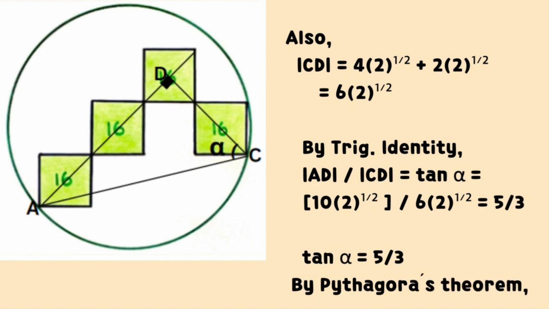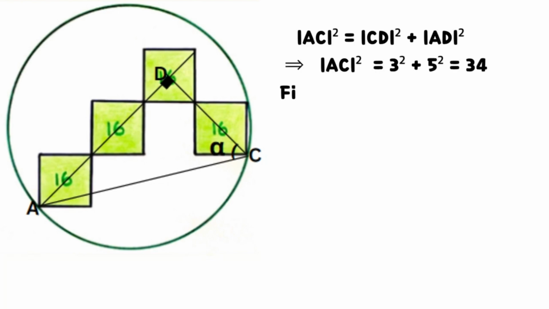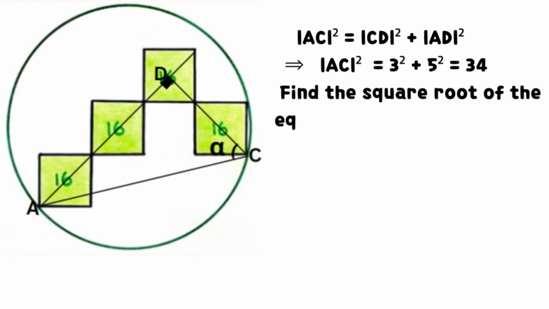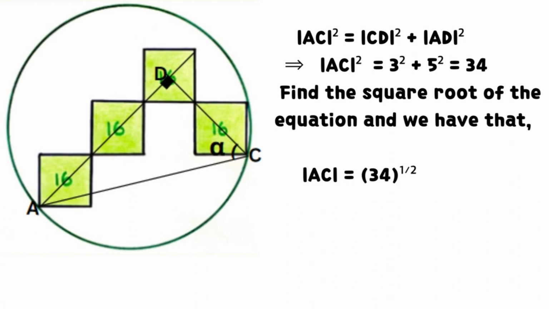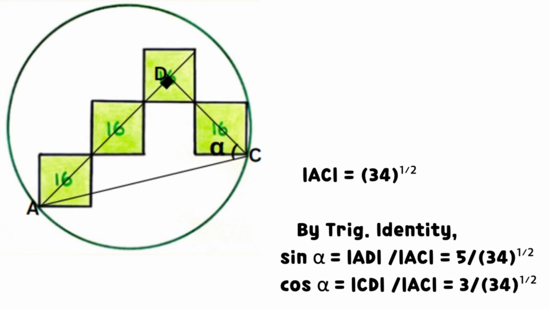By Pythagoras' theorem, the square of line AC equals the sum of the square of line CD and the square of AD. Substituting values, we have that the square of line AC equals 34. Find the square root of the equation and we have that the length of line AC equals the square root of 34. By trigonometric identity, sine alpha equals the ratio of line AD to line AC, which equals 5 divided by the square root of 34. Cosine alpha equals the ratio of line CD to line AC, which equals 3 divided by the square root of 34.